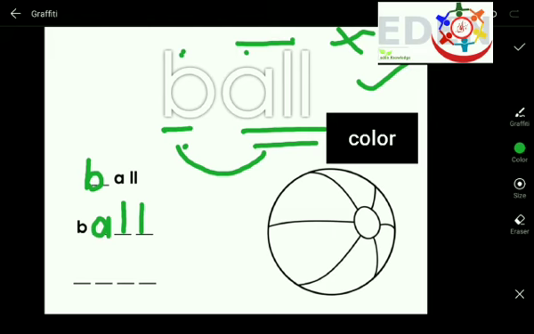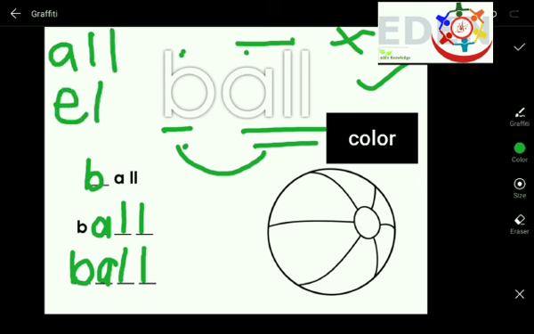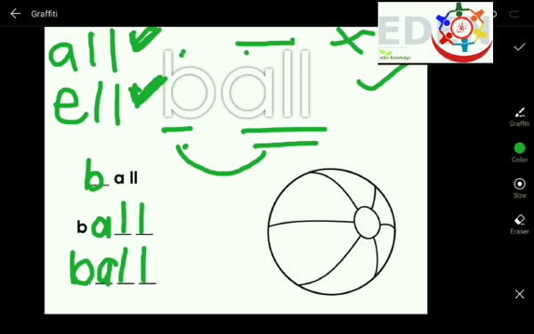So what is the spelling? B, all, ball. B, all, L, ball. The sound of A double L is all and E double L is L. All, L. All as in ball, L as in bell.